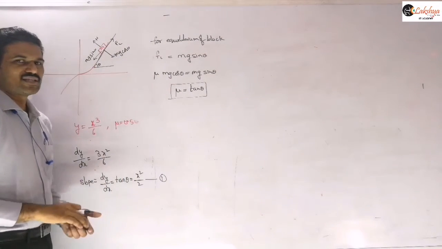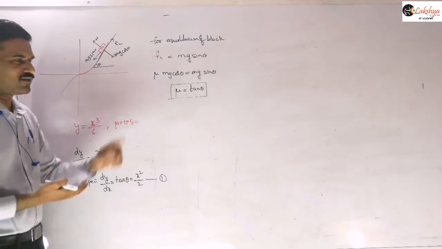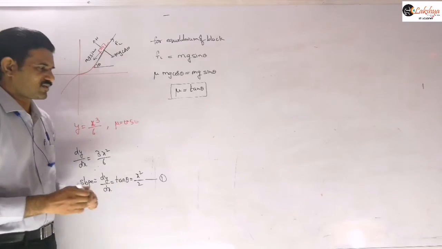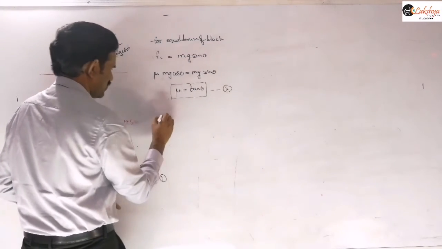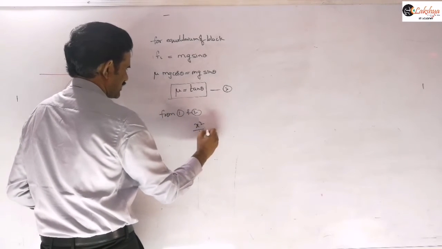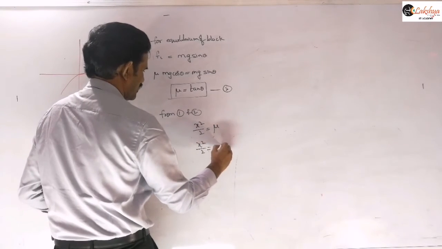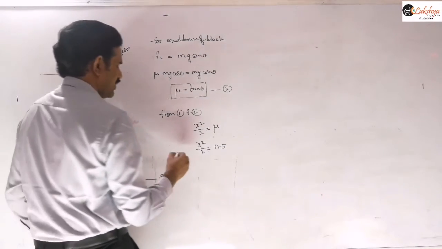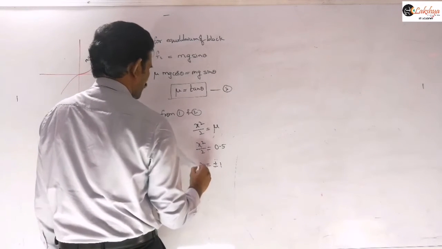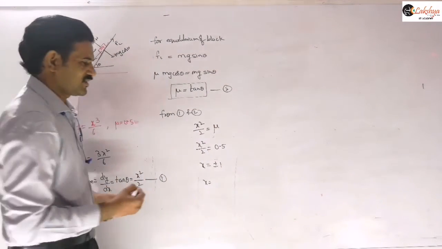So when the block is in equilibrium, if theta is the angle of inclination, the angle made by the tangent, then correspondingly we can write the mu value like this. Let us take equation 1 and equation 2. From 1 and 2, x square by 2 is equal to mu, which is 0.5 as given. Therefore x is equal to plus or minus 1. Here we are discussing above the x-axis, so we need to take x equal to plus 1.